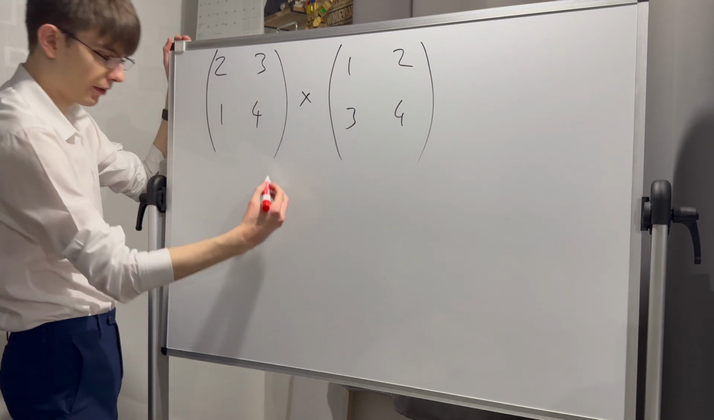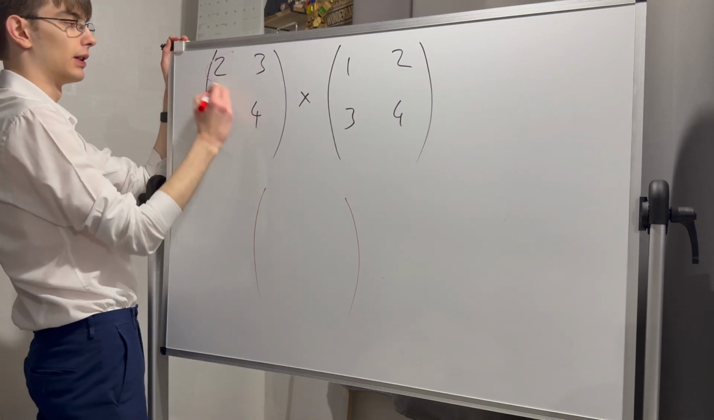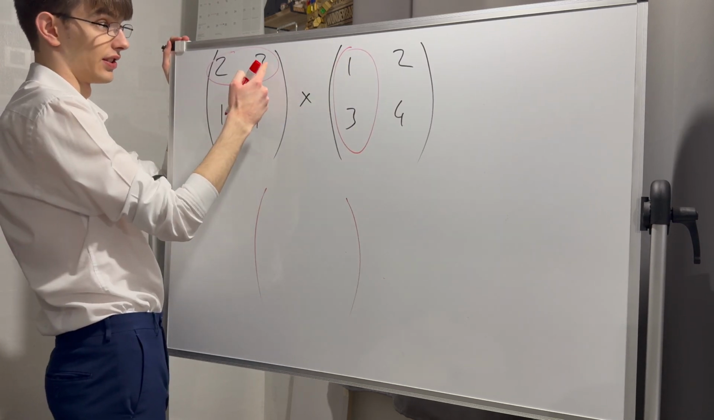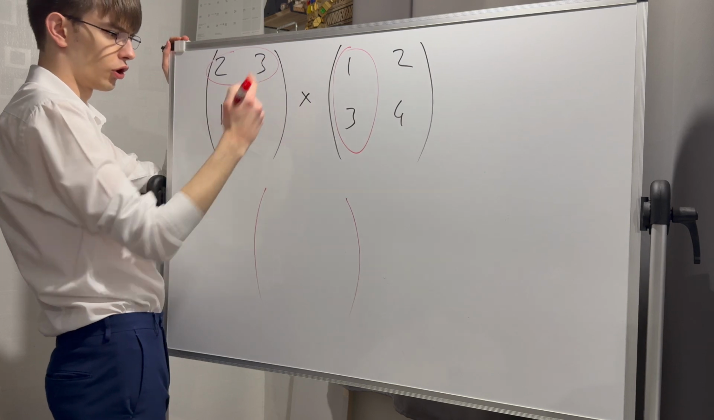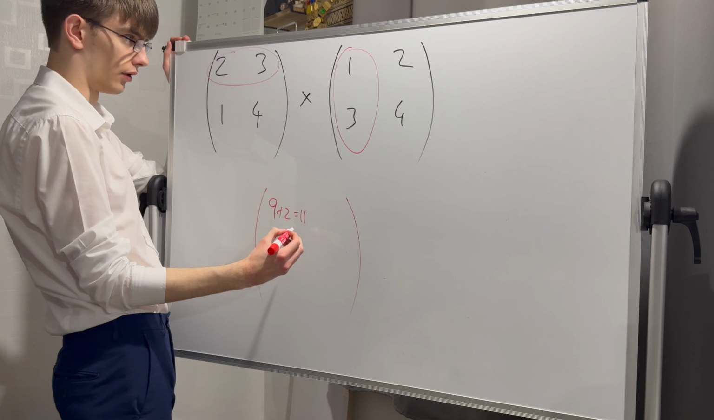So, in my answer here, I'm going to multiply them. Top left is going to be this row and this column. First times the first is 2, plus the second, 3 times 3 is 9. 2 plus 9 is 11. Huh.